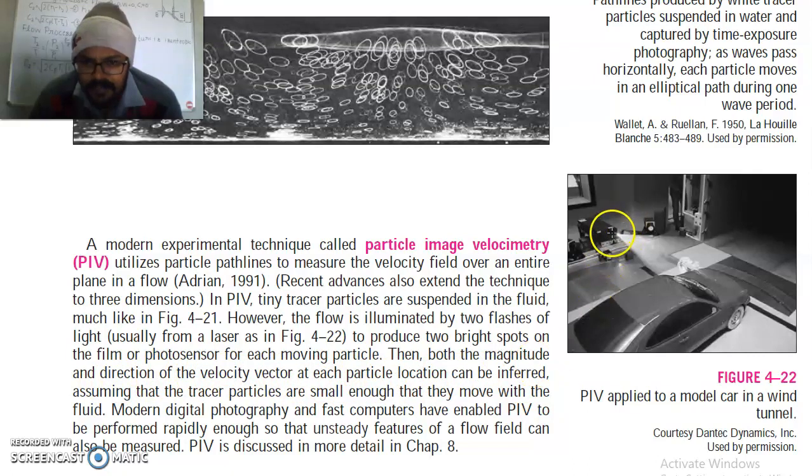It means that with the help of this camera, the photography is done and you can measure the velocity vector at each particle location, assuming that the tracer particles are small enough that they move with the fluid. Modern digital photography and fast computers have enabled PIV to be performed rapidly enough so that unsteady features of the flow field can also be measured.